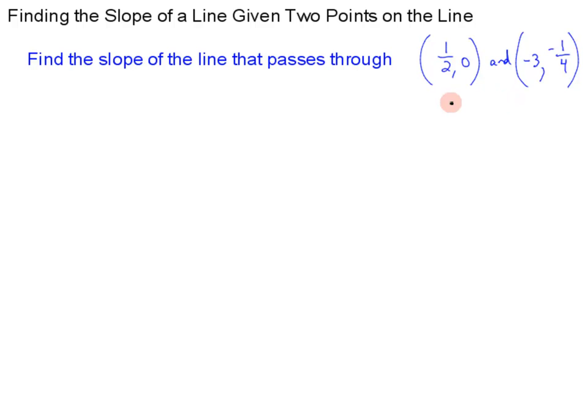Sometimes you get ordered pairs with fractions. So you do the same thing to find your slope. You take this y value minus this y value, so you have negative 1/4 minus 0, over this x value minus this x value, so 3 minus 1/2. So on top, negative 1/4 minus 0 is negative 1/4, and on bottom you can use your calculator or do it by hand. 3 minus 1/2 is 5/2.